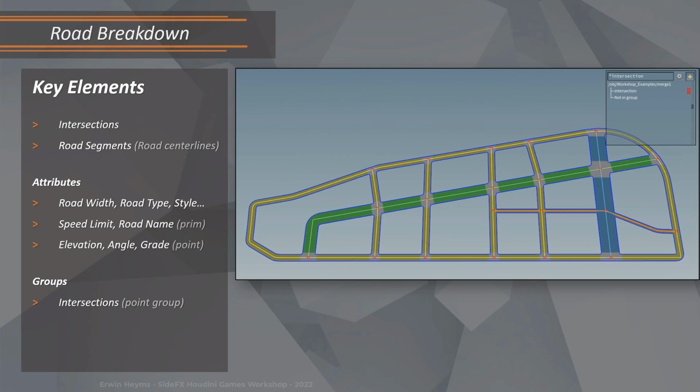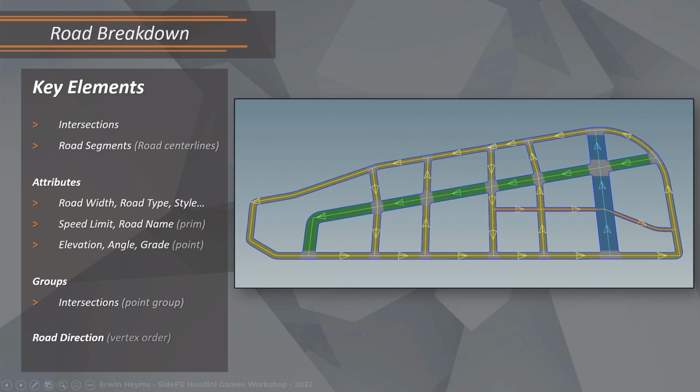Now, other information we can store are groups. So we can, for example, here, group intersections. We could group every intersection with a single group. Or we can maybe differentiate between these types of intersections with side roads and then the bigger main intersections as well.